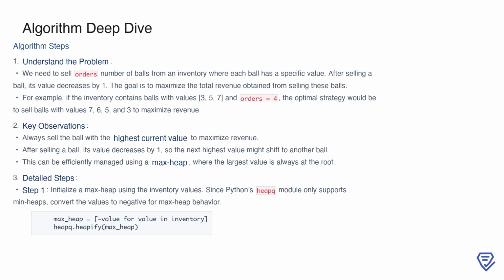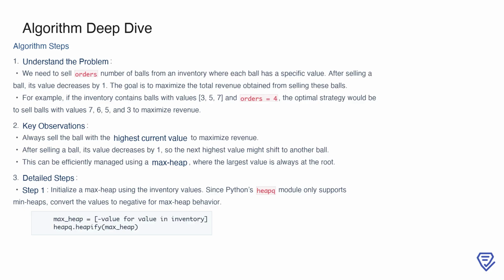For example, if our inventory has balls with values 3, 5, 7, and we need to sell 4 balls, the optimal strategy would be to sell the highest valued balls first: 7, then 6, then 5, and finally 3, maximizing the total revenue. This brings us to some important observations. The most critical insight is that to maximize revenue, we should always sell the ball with the highest current value. Once a ball is sold, its value decreases, and the next highest value might belong to a different ball.